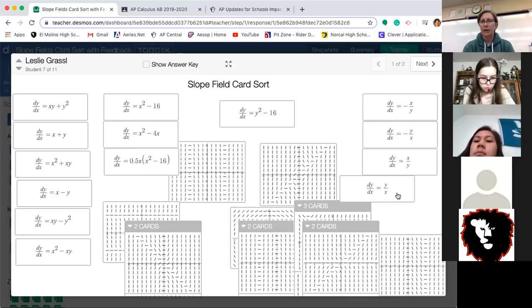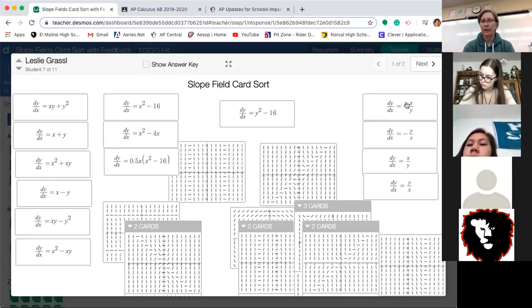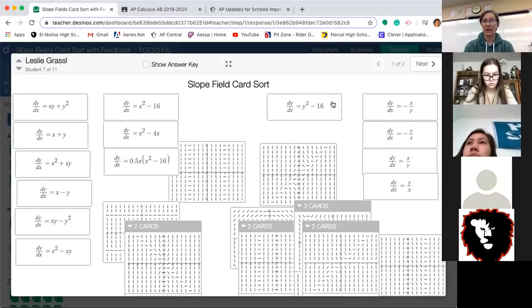Okay, so now that I have them sorted with the X and the Y's and fractions, here's the one that just has the Y in it. These guys all just have X's in it. Now I'm going to start looking at the slope field cards and see what kind of patterns I notice there. So, let's see.